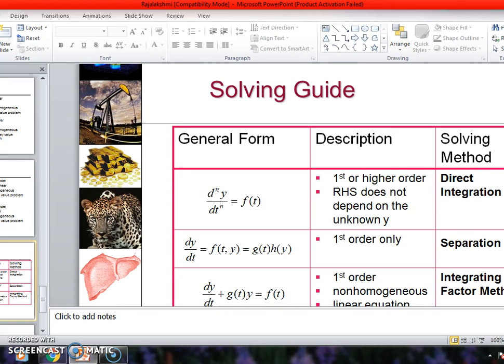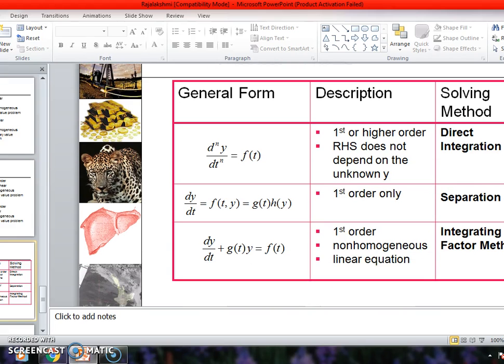Solving methods. Here the equation d power n y divided by dt power n is equal to f of t. The right-hand side does not depend on the unknown y, which is a direct integration equation. dy by dt is equal to f of t comma y, which is equal to g of t into h of y, which is also a first order differential equation. This equation uses the separation of variables method.